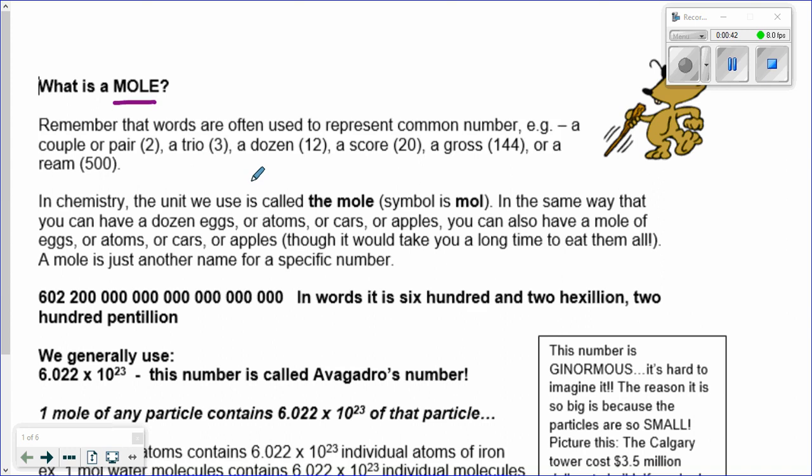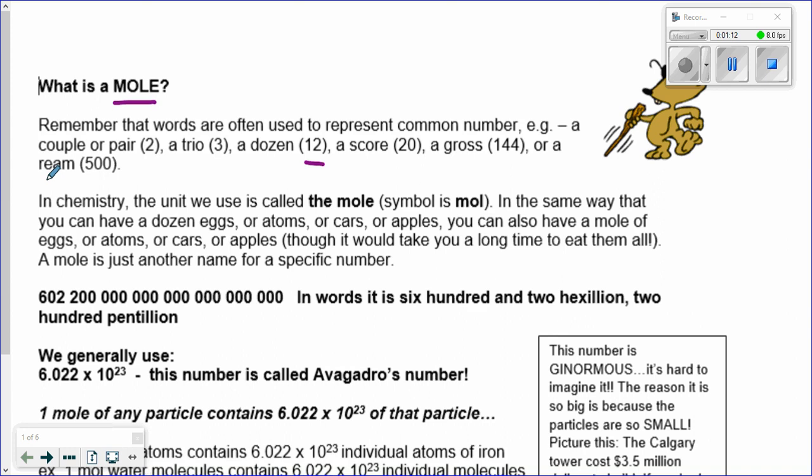If I say, can you go grab a dozen eggs? You know to grab 12 eggs. If I say, grab a dozen pencil crayons, you would know to grab 12 pencil crayons. If I say, get in a group of a dozen, you would know that 12 would be that. Or if I say, grab a pair of socks, you know that's two. Grab a pair of earrings, you know that's two.